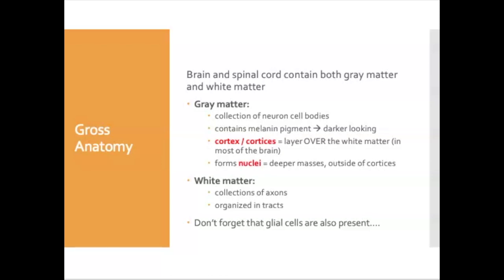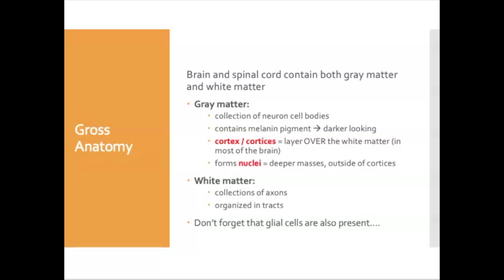Now, gray matter can also be found deep within the white matter in regions that we call nuclei. These are deeper masses, and they are found in very specific locations inside of the white matter of the brain. This term cortex is translated as bark, and one of the ways to remember that gray matter surrounds white matter in the brain is by remembering that bark surrounds the circumference of the tree.